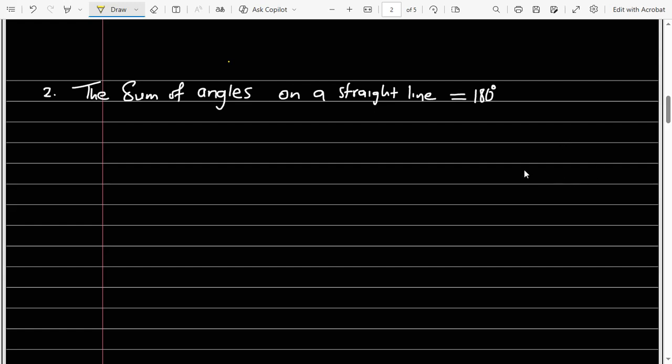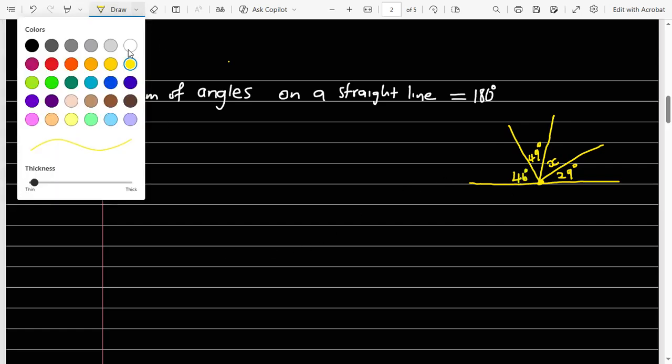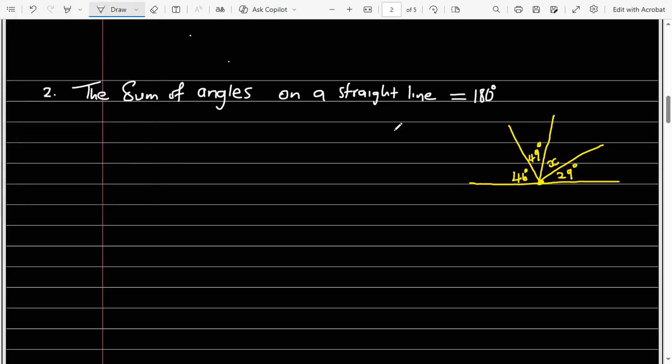If I have a line like this, and I have this point that has multiple angles. The first angle, let's say this is 29 degrees. I have another angle there which is x. Then I have another angle which is 49. Then the last one is 46. So we can find x.